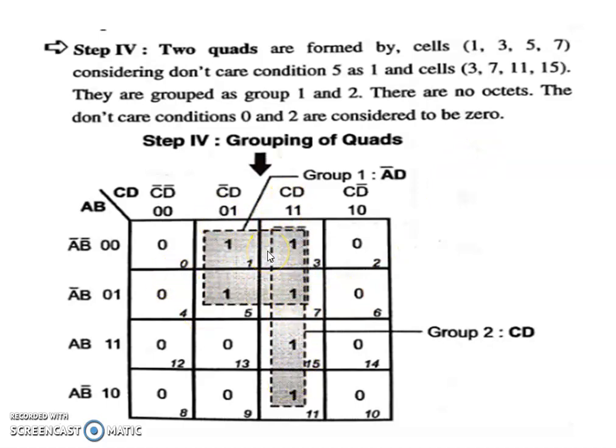Whenever you are solving this group and evaluating each expression, your output is A bar D for the first group and CD for the second group. Okay.